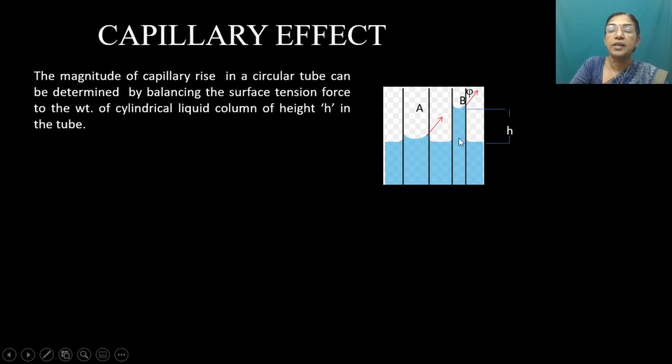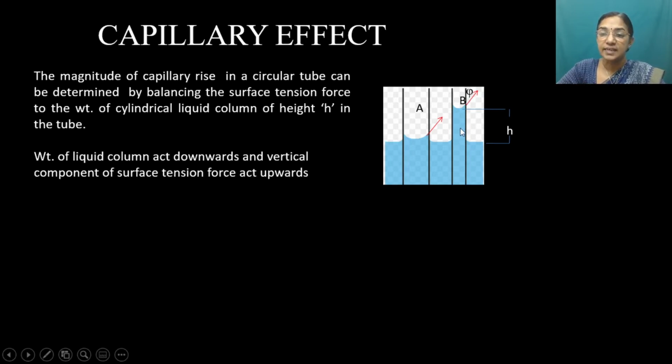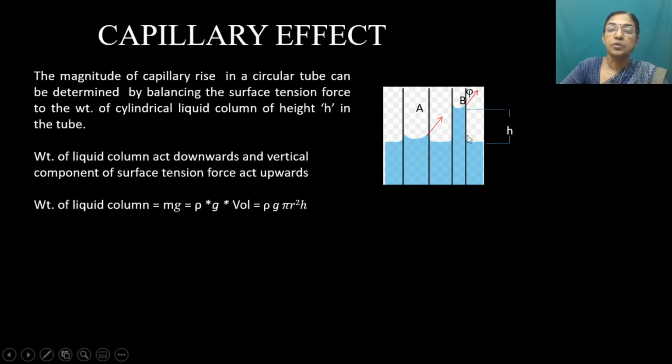The magnitude of the capillary rise in the capillary tube can be determined by balancing the weight of the column against the surface tension force. The weight of the column acts downward, whereas the component of the surface tension force acts upward along the boundary. The weight of the column is mg, which equals the specific weight multiplied by the volume. So rho g is the specific weight, multiplied by the volume. Pi r squared h will be the volume of this water.